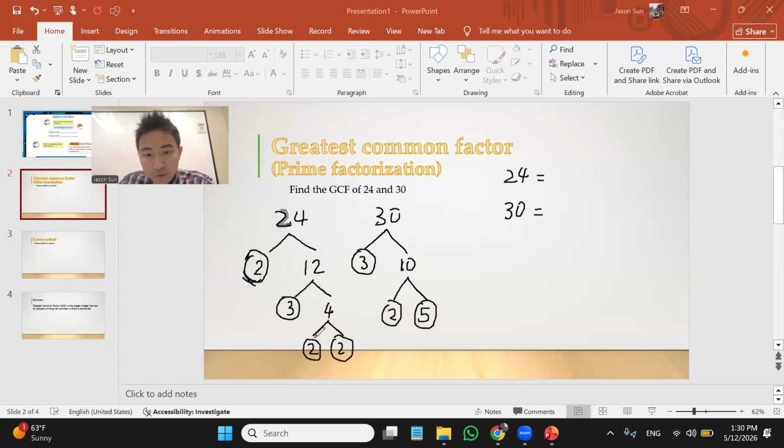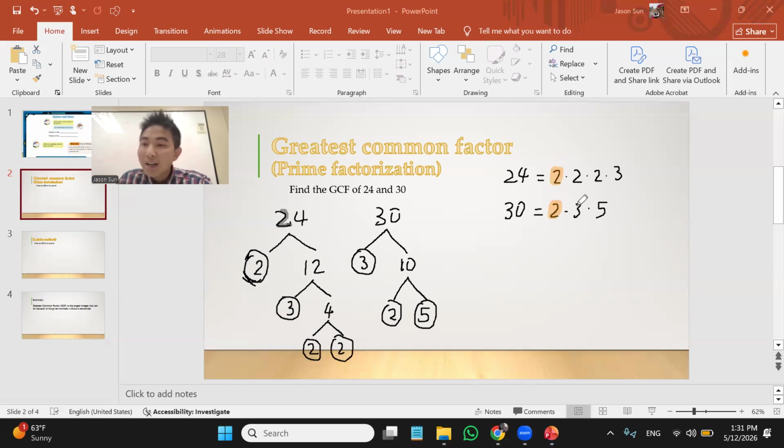So we have 2 three times, so 24 is also equal to 2 times 2 times 2 times 3, okay? And 30 equals 2 times 3 times 5, okay? Now, what we're going to do next is pay attention to the list of the prime factorization of 24 and 30. And then we're going to find what they have in common, okay? So we have a common 2, okay?